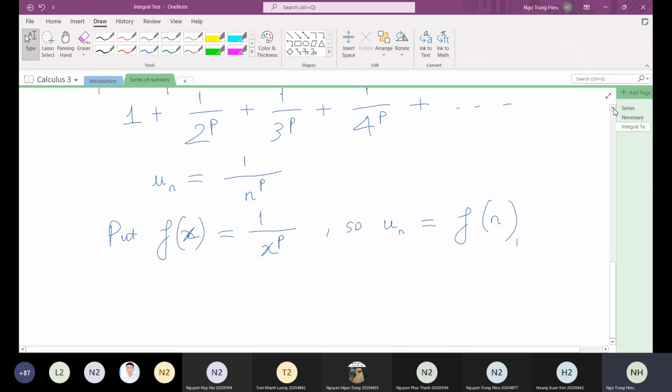So in this case, f of x is a continuous function. f of x is non-negative, and you can see that for x at least 1, f of x is not increasing.